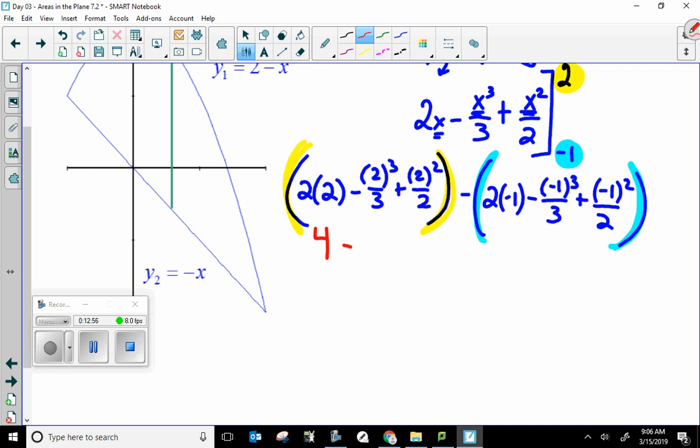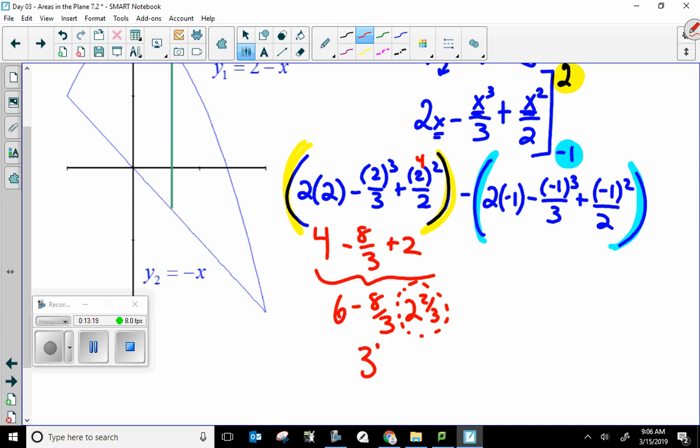This is 4 minus 8/3. Okay, that's 4 over 2, which is 2. If I simplify that, I get 4 and 2 is 6 minus 8/3. 8/3 is the same as saying 2 and 2/3. So if I take 6 and subtract 2 and 2/3, I will get 3 and 1/3, which we would lovingly say is the same thing as 10/3. This is just this side. I still need to subtract my other side, okay?